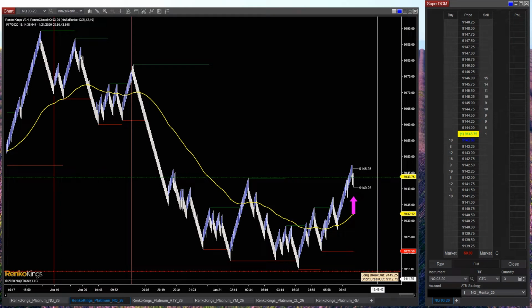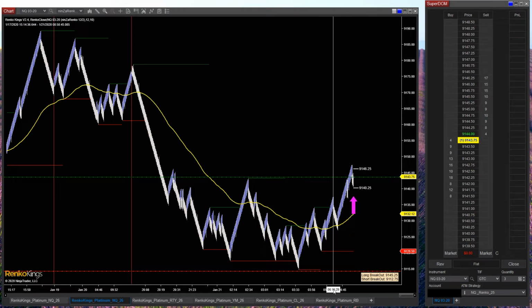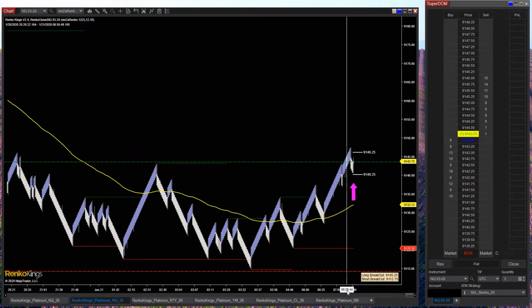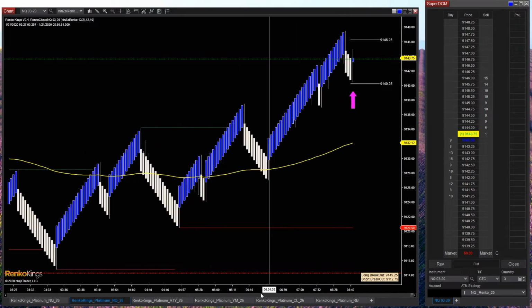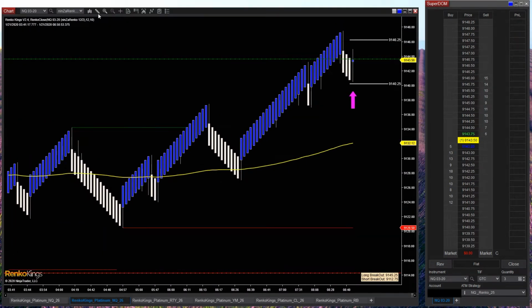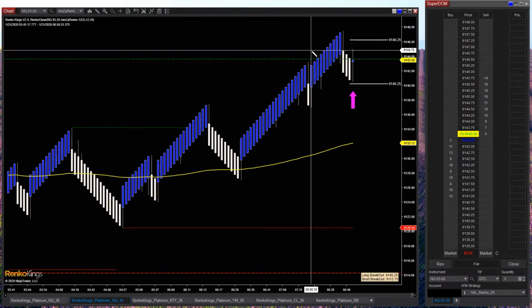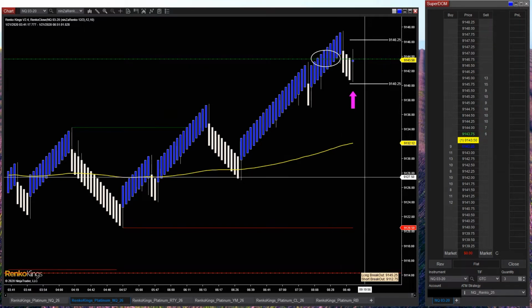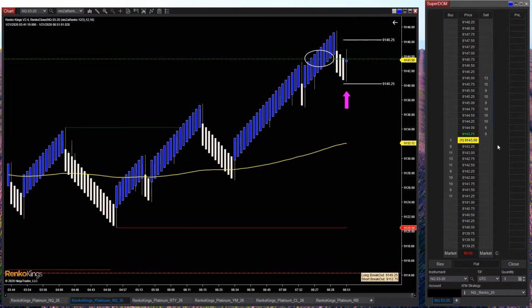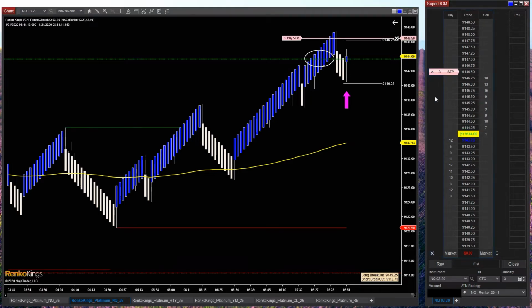Okay, so you can see that we got our breakout signal sooner than I expected. So I like the setup, even though it's before the open. I'm going to take it. Order submitted. NQ trade alert.